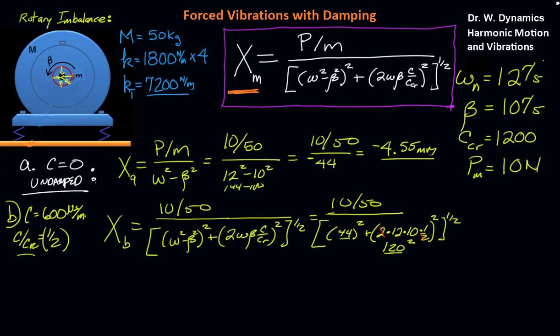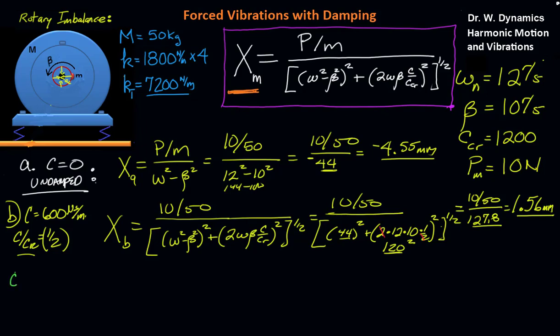So we have 44 squared plus 120 squared, then square root of, and that'll end up being 10 divided by 50 over 127.8. And we can see how much the damping has helped from the 44 that we had before, and that will give us 1.56 millimeters. So we have reduced the amplitude to more than half of what it was originally.